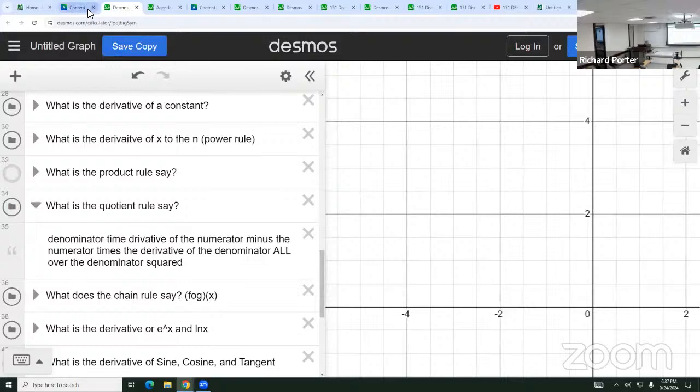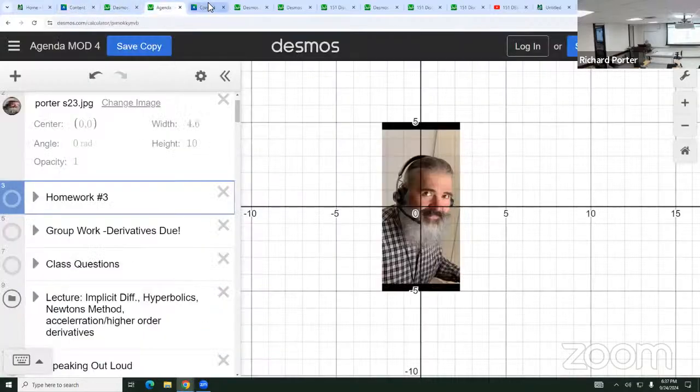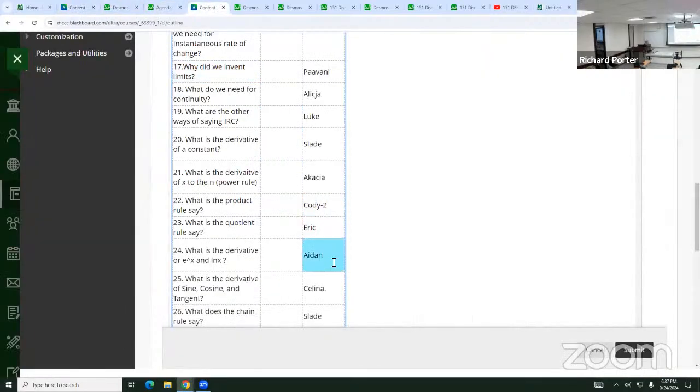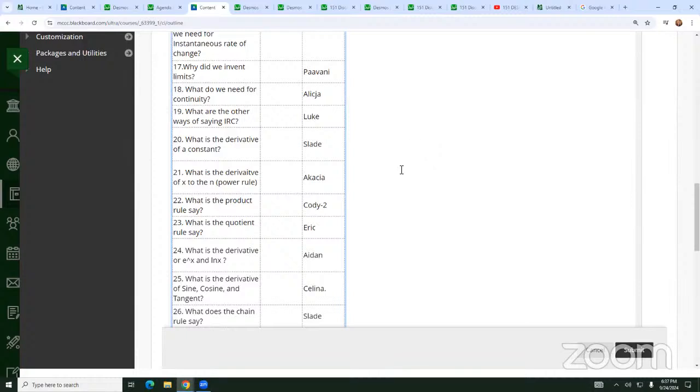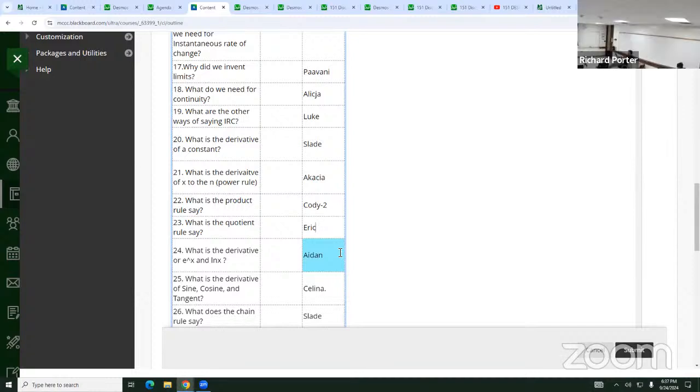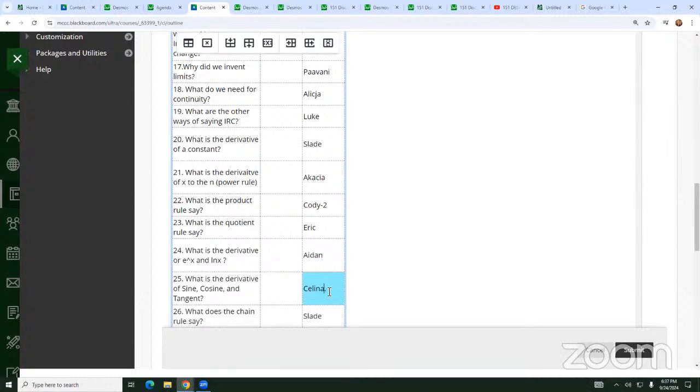All right. Who's next on my list here? Aiden, what's the derivative for e to the x and natural log of x? Derivative of e to the x is e to the x. And natural log of x? And the derivative of natural log of x is 1 over x, or x to the negative 1. Very good.